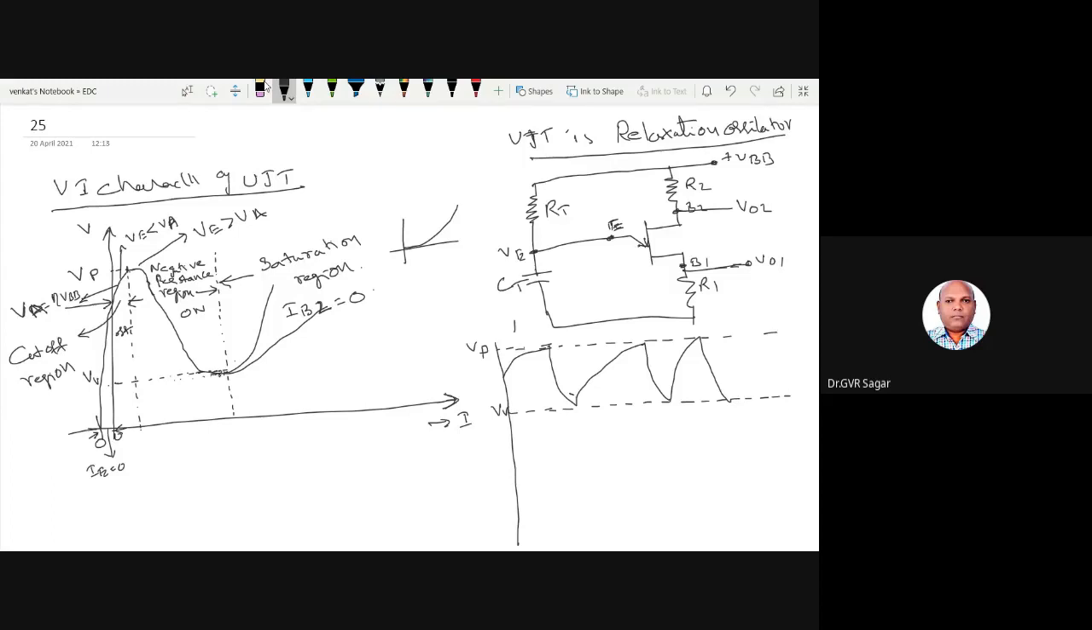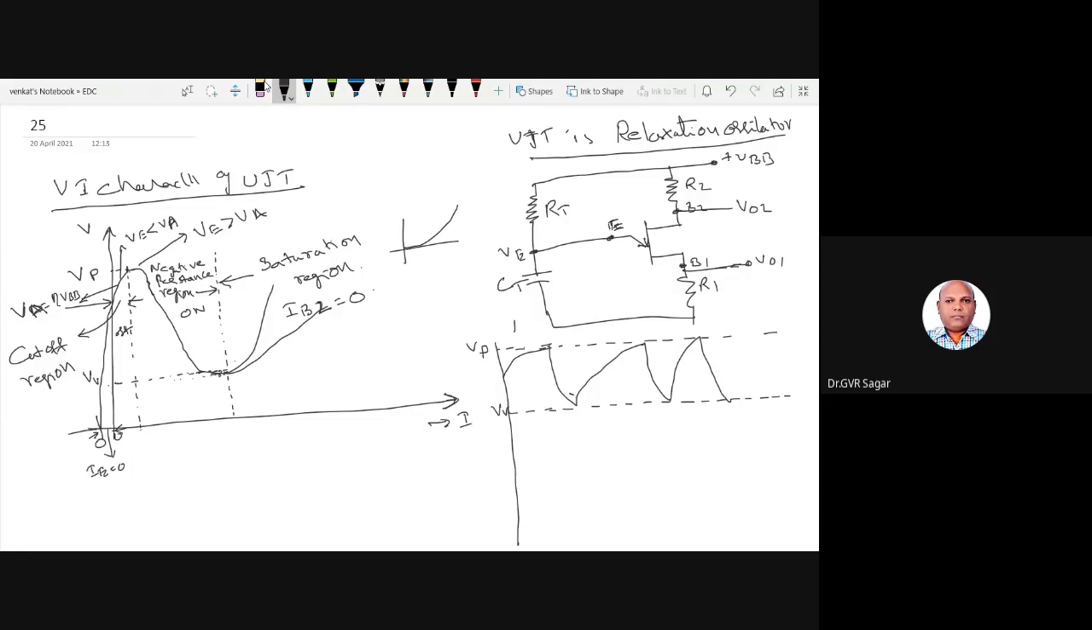And the purpose of the capacitor here is charging and discharging, right? Generally the capacitor charges to a maximum voltage of peak voltage, right? Maximum voltage of peak voltage. So Vp is the peak voltage.